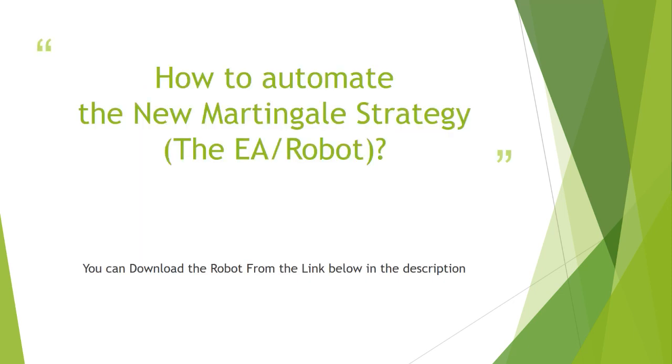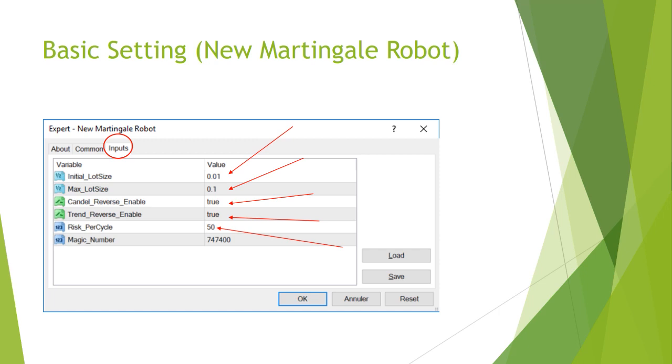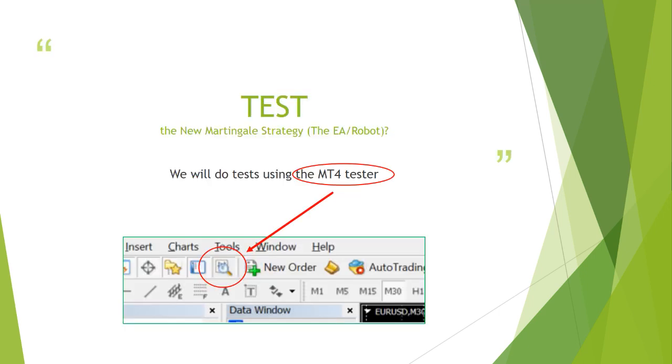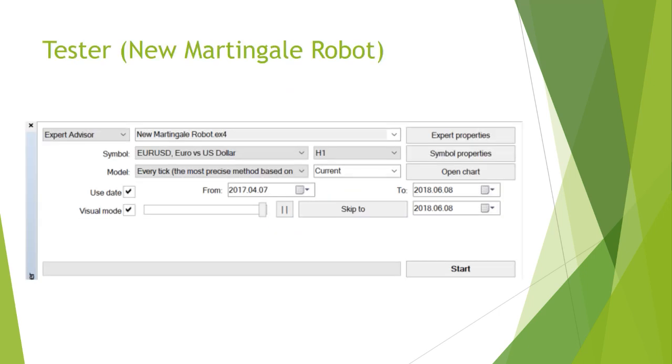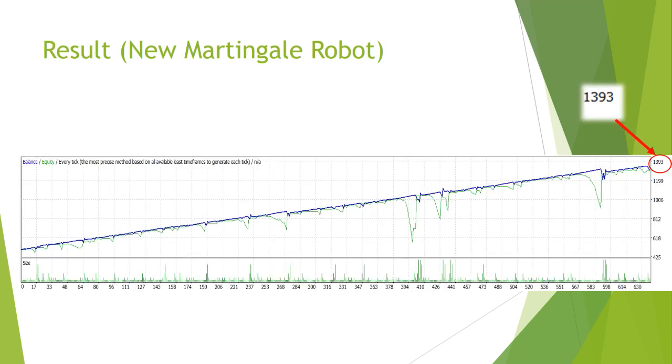To automate the strategy, you will need to download the EA from the link below and set the input as shown in the print screen. You can also use MT4 Tester to check the best parameters for you. Please follow these steps. This results in using the default settings.